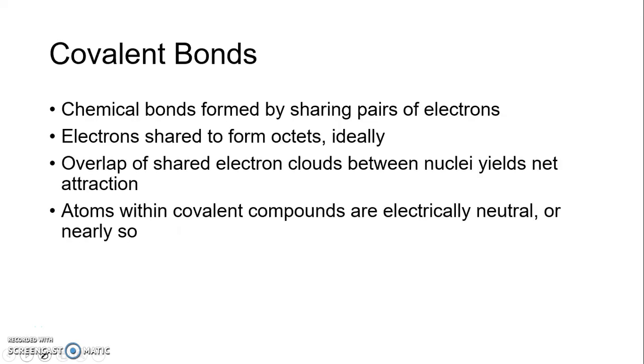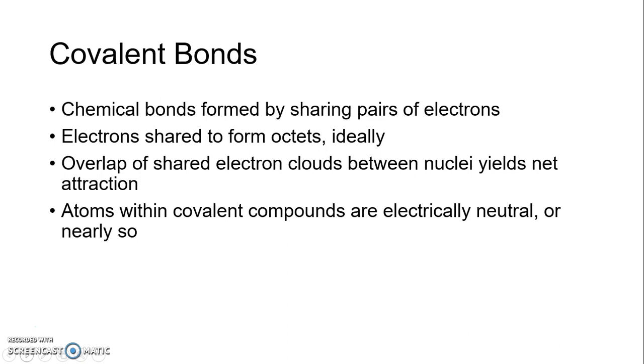The idea behind covalent bonds is that instead of giving up or gaining electrons, two atoms will come together and just share electrons. As they share electrons, they can form octets in their valence electron shells. They want to have at least eight electrons in that last valence electron shell, and that is the ideal situation they hope for.